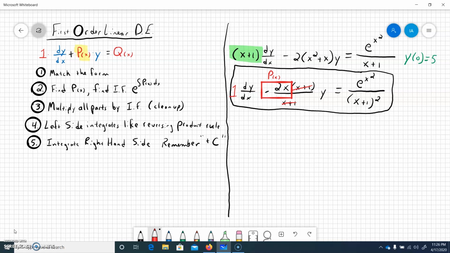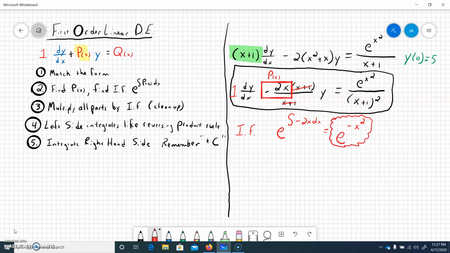It's a big deal. So let's go ahead and find our integrating factor, which is e raised to the integral of p of x, which is negative 2x dx. So this is not too hard. If we integrate this thing, we will have e to the negative x squared. So this is our integrating factor.